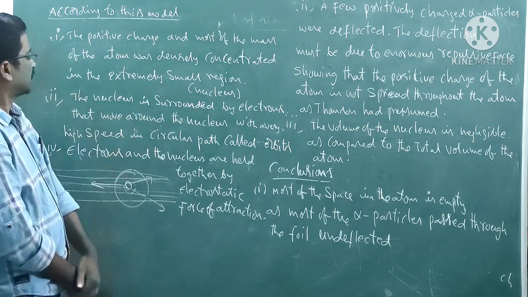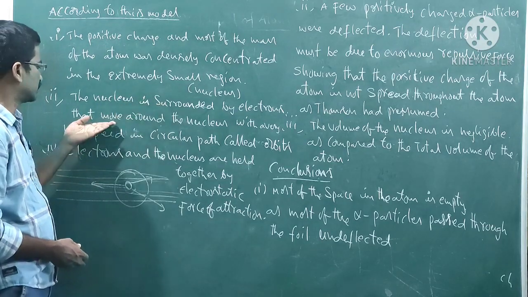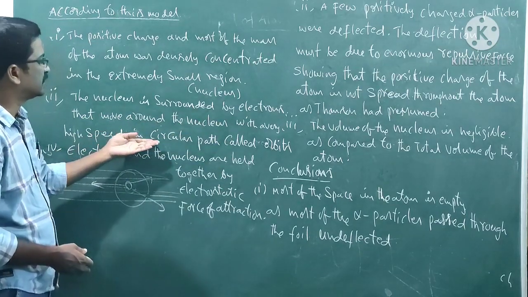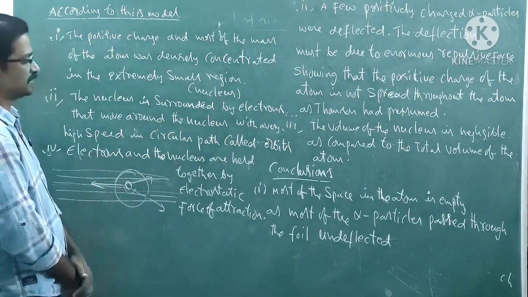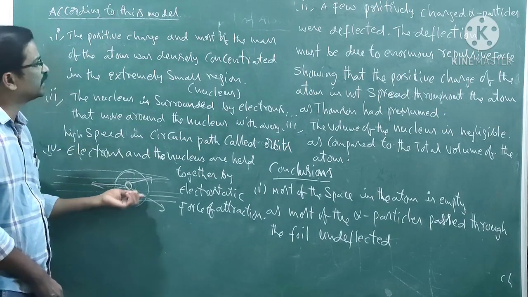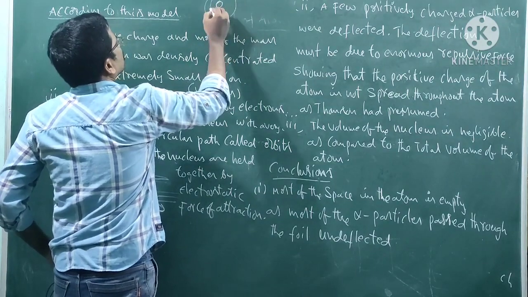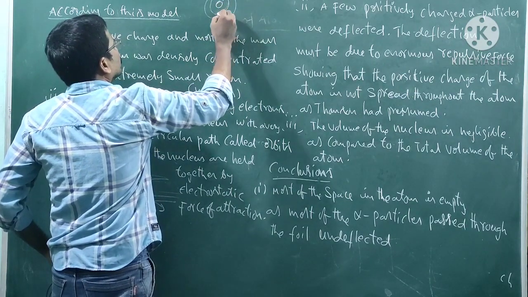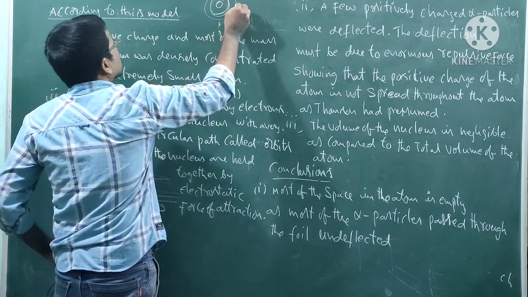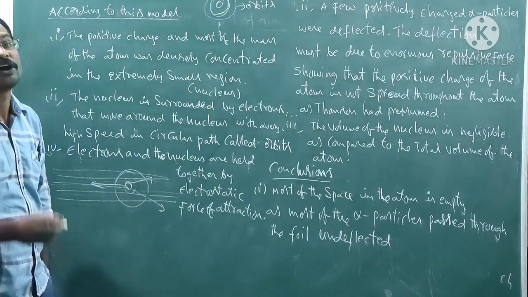Second point, according to his theory, the nucleus is surrounded by electrons that move around the nucleus with very high speed in circular paths. Electrons are revolving around the nucleus. These circular paths are known as orbits.